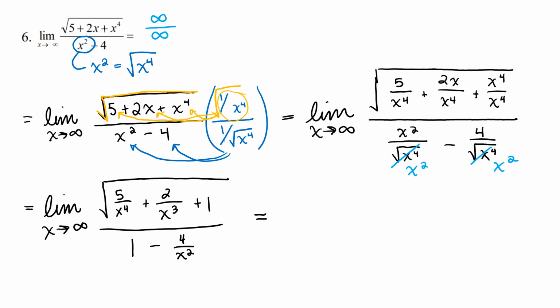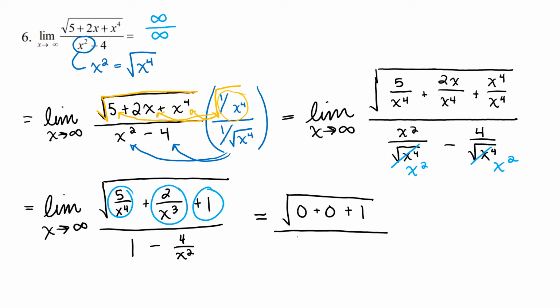So the limit as x approaches infinity of 5 over x to the fourth is 0, plus the limit as x approaches infinity of 2 over x to the third is also 0, and then the limit as x approaches infinity of 1 is 1, all over 1 minus the limit as x approaches infinity of 4 over x squared, which is 0. So I have the square root of 1 over 1, which gives me 1 over 1, which is 1.